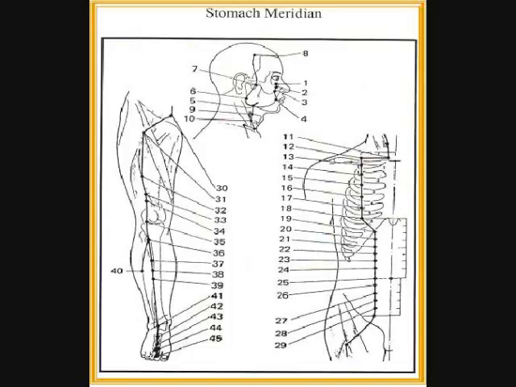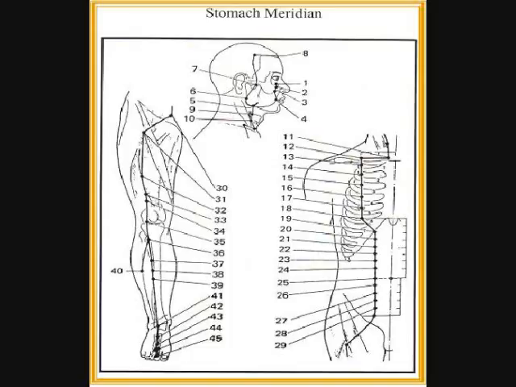Stomach 17. In the fourth intercostal space, 4 cun lateral to the Ren meridian. Stomach 18. In the fifth intercostal space, 4 cun lateral to the Ren meridian. Stomach 19. 6 cun above the umbilicus, 2 cun lateral to Ren 14. Stomach 20. 5 cun above umbilicus, 2 cun lateral to Ren 13.